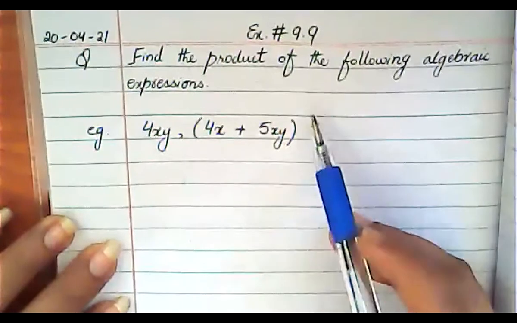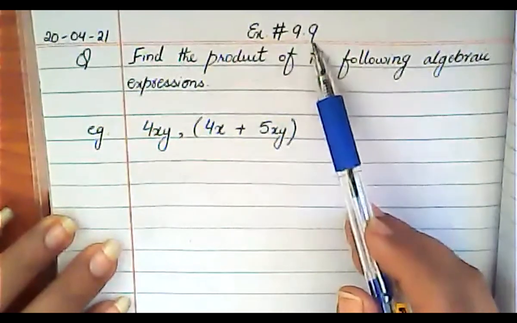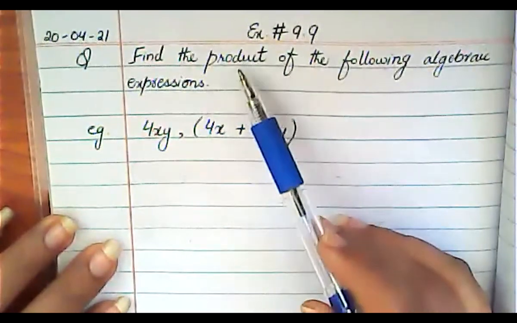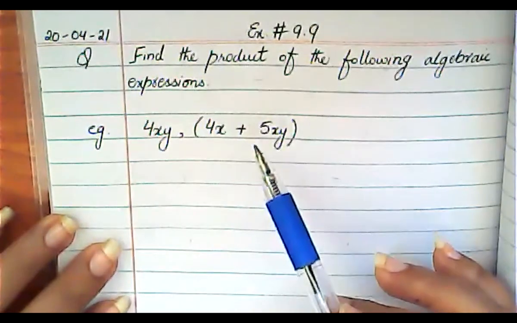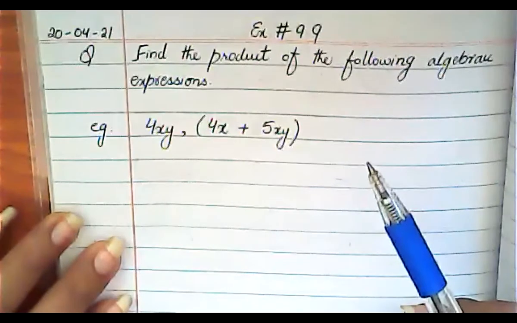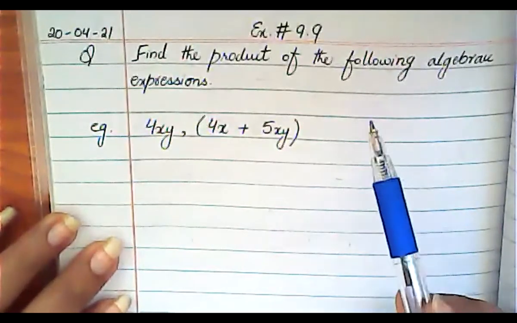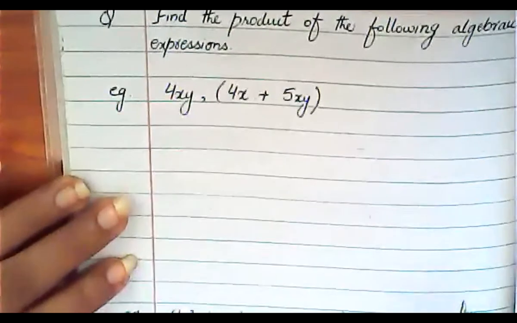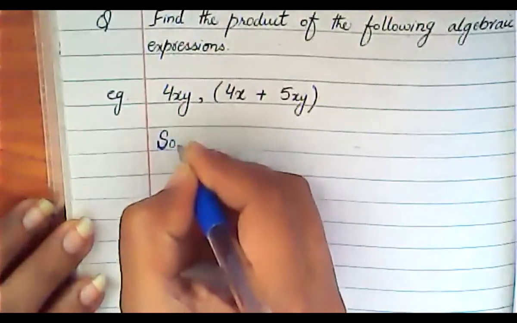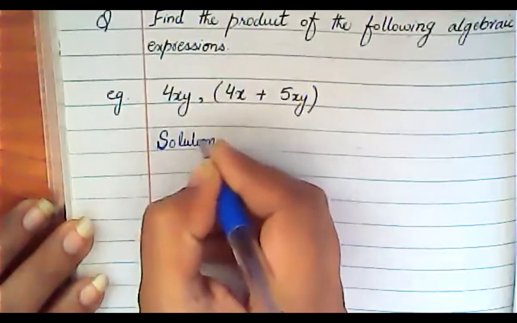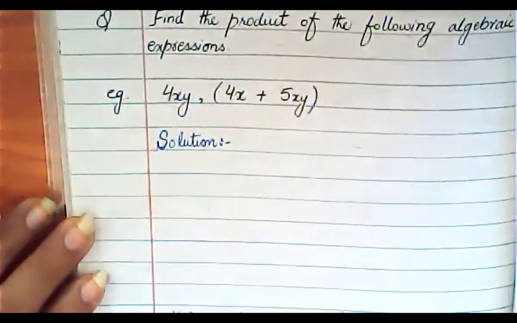Now listen. This is a topic from exercise number 9.9, and here you have to find out the product. These questions are very important, so you have to listen very carefully. Now look at here. How will you do it? First, you will write down the heading of the solution here.